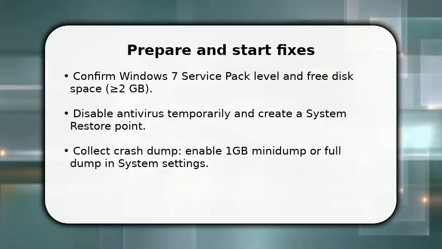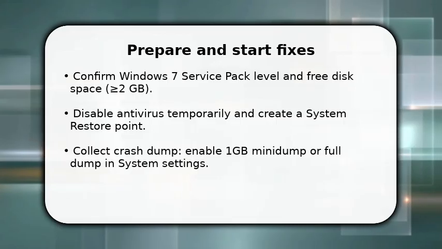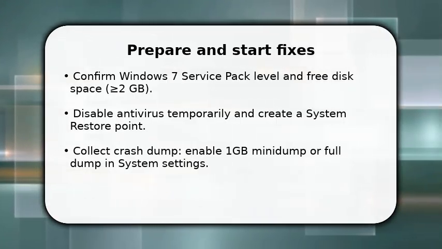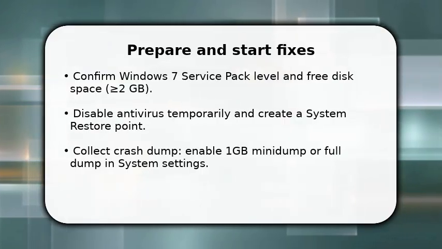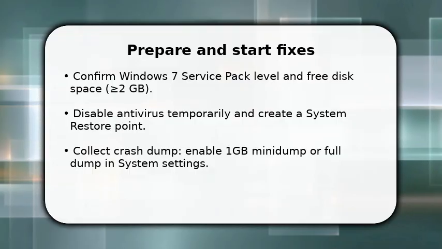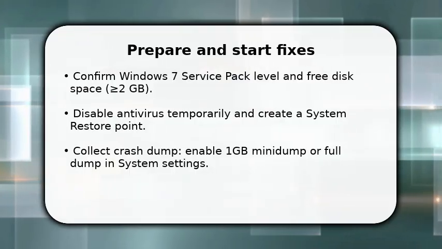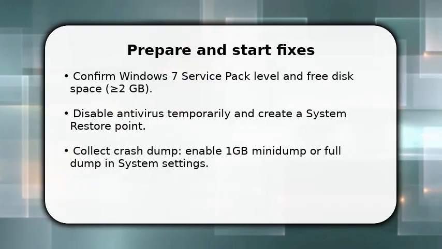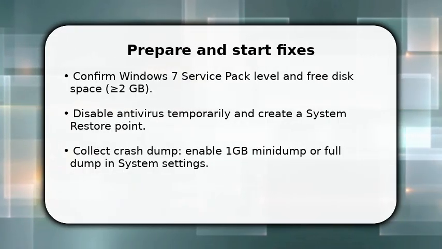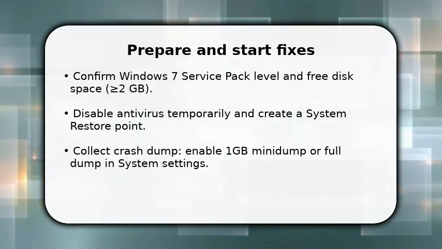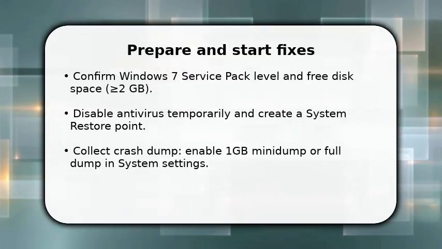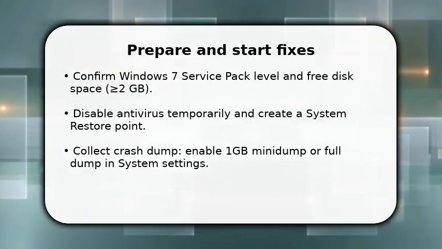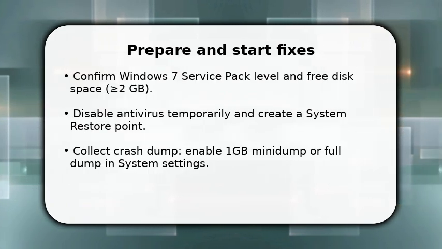You begin by preparing the machine so your fixes succeed. Confirm Windows 7 Service Pack and ensure at least 2 GB free. Once done, disable third-party antivirus temporarily and create a system restore point so you can roll back. Next, enable crash dumps and set minidump or a full dump capture so you can analyze the failure. You need that dump to see which module crashes. Make sure you have admin rights and a USB or folder to save logs before continuing.